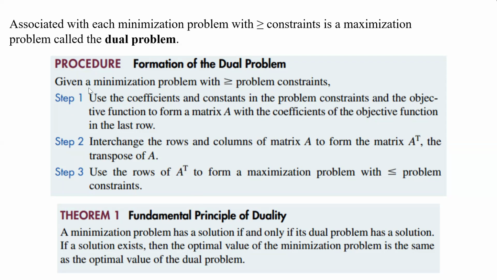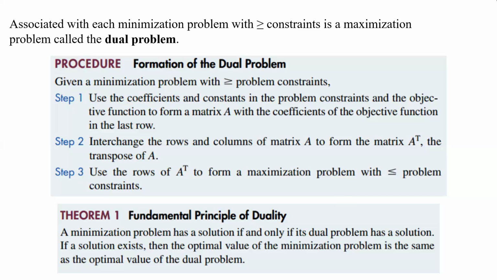So, if we're given a minimization problem with greater than or equal to problem constraints, we're going to use the coefficients and constants in the problem constraints and the objective function to form a matrix A with the coefficients of the objective function in the last row. Then step two, we're going to interchange the rows and columns of matrix A to form the matrix A transpose, which again is called the transpose of A. Now, this is labeled as A superscript T, that's A transpose, and we're going to use the rows of that to form a maximization problem with the less than or equal to problem constraints.